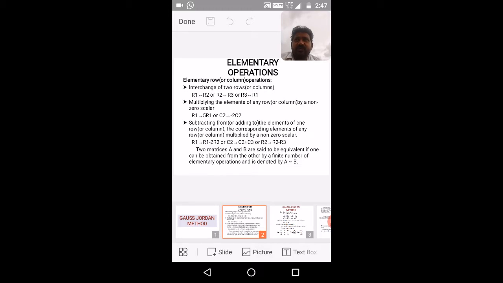Similarly, if we have to change R2, we write R2 tends to, like that. If we have to change R3, we write R3 tends to whatever operation we are taking. The same operations and notations will also be used in column operations, elementary column operations. There we have to use the letter C: column 1 C1, column 2 C2, column 3 C3, like that.